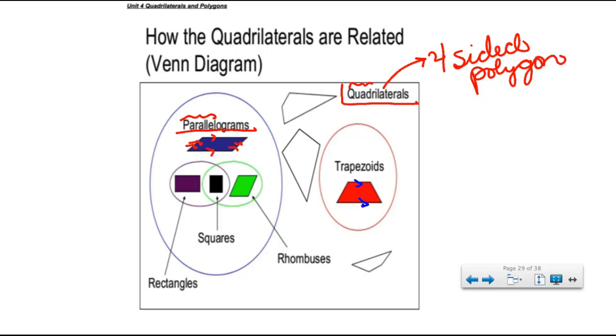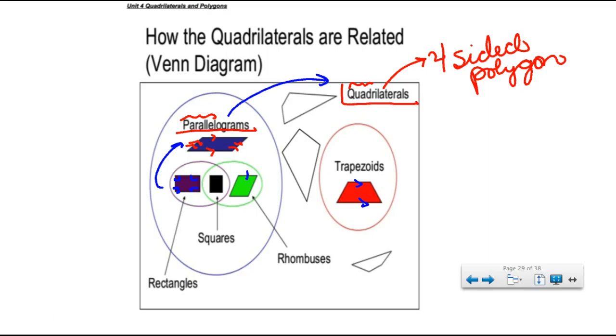So let's go talk about specific types of parallelograms. In the purple circle, I have rectangles. Every rectangle is a parallelogram, is a quadrilateral. So the most specific name for this figure right here is a rectangle, but it is also a parallelogram, and it is also a quadrilateral. A rectangle has four right angles, and that's what makes it a rectangle.